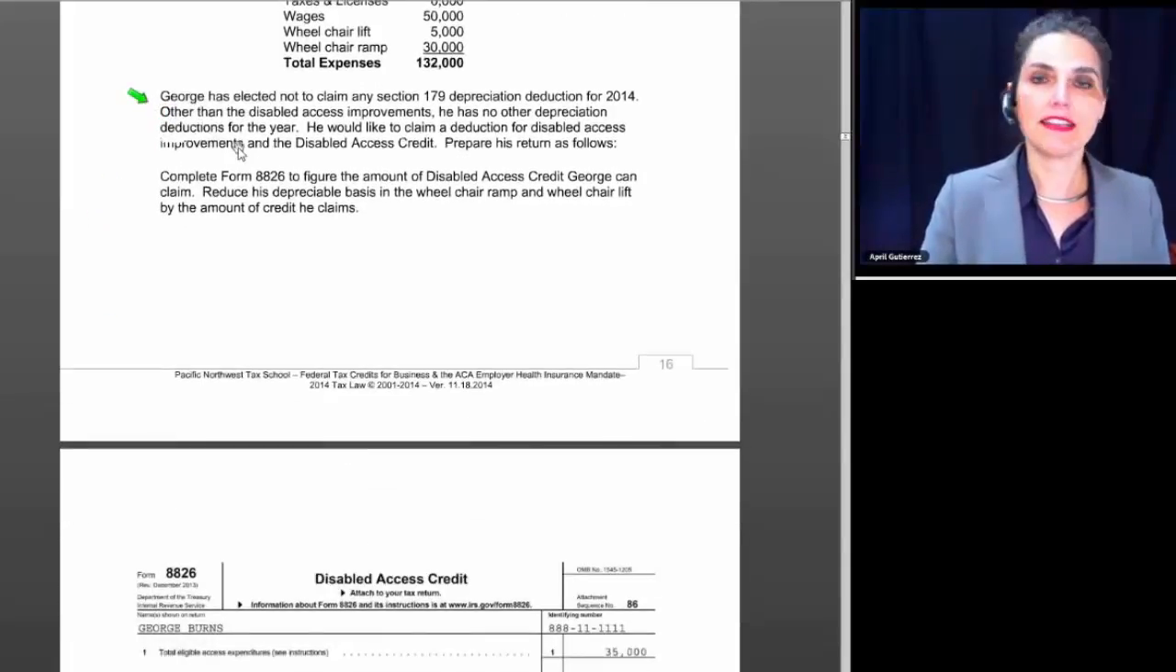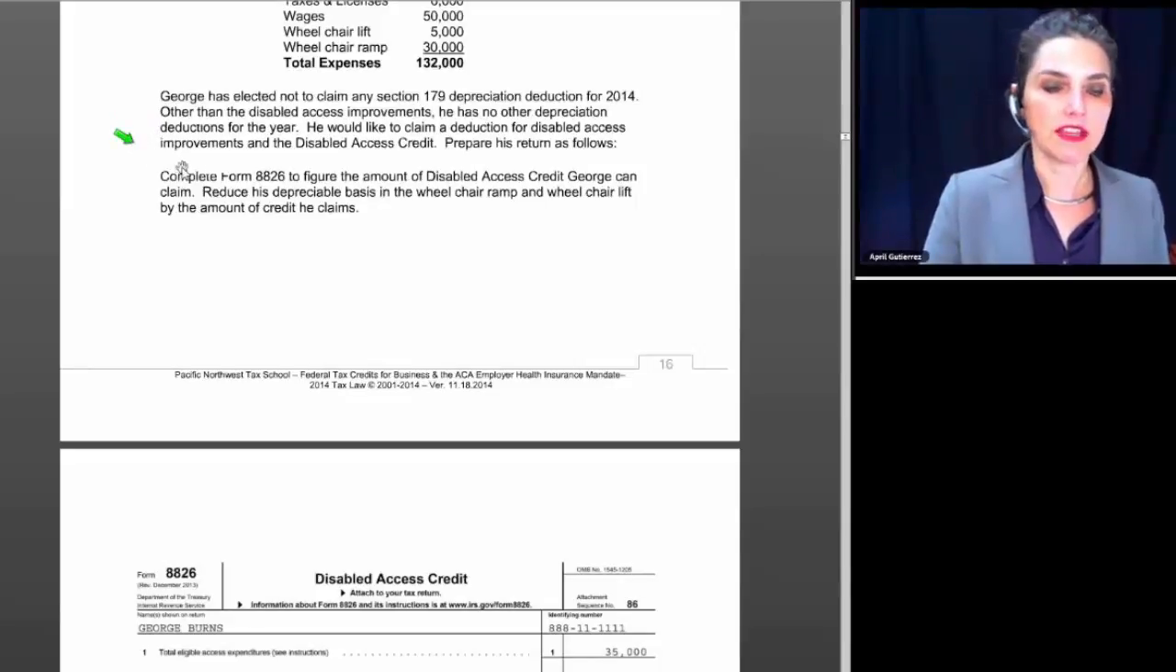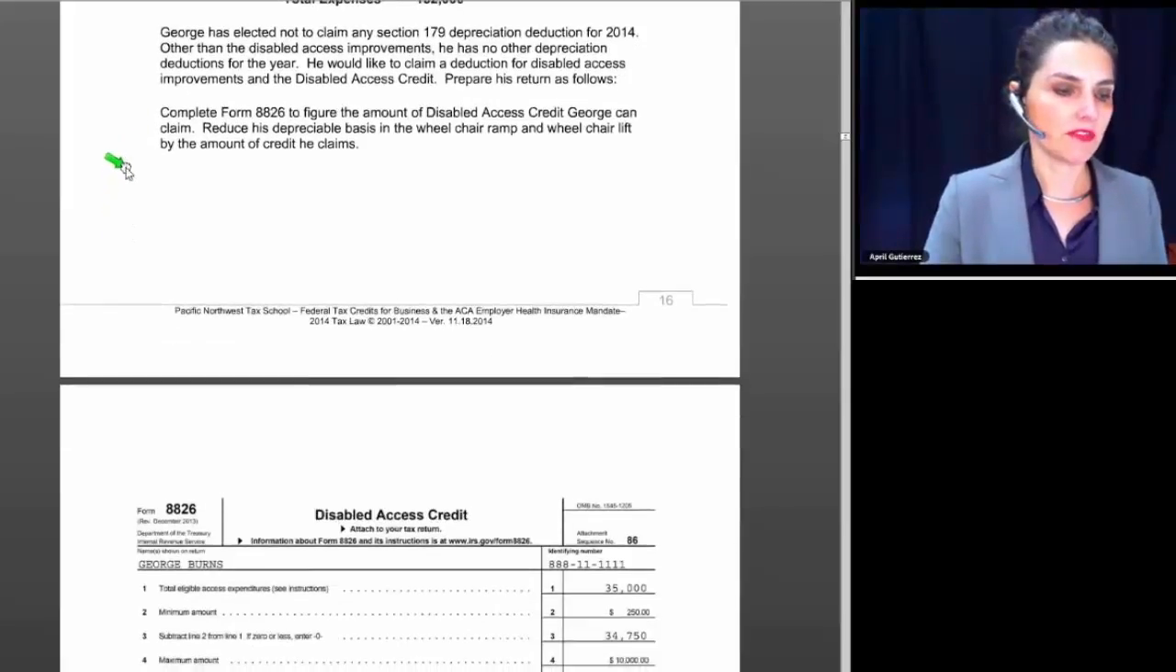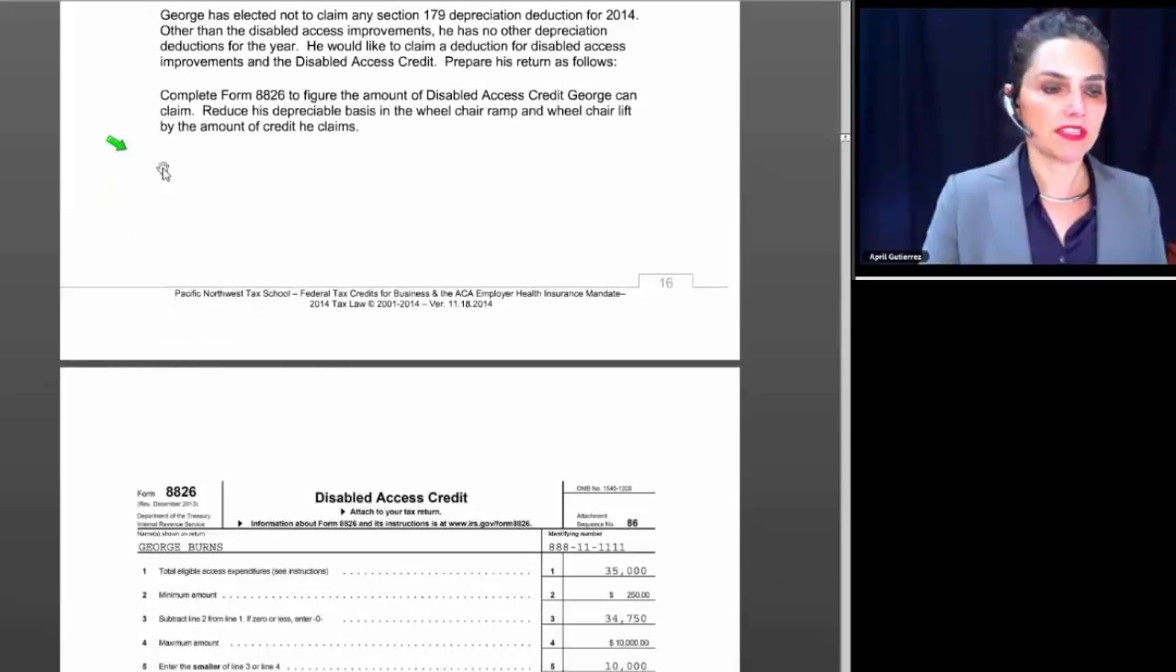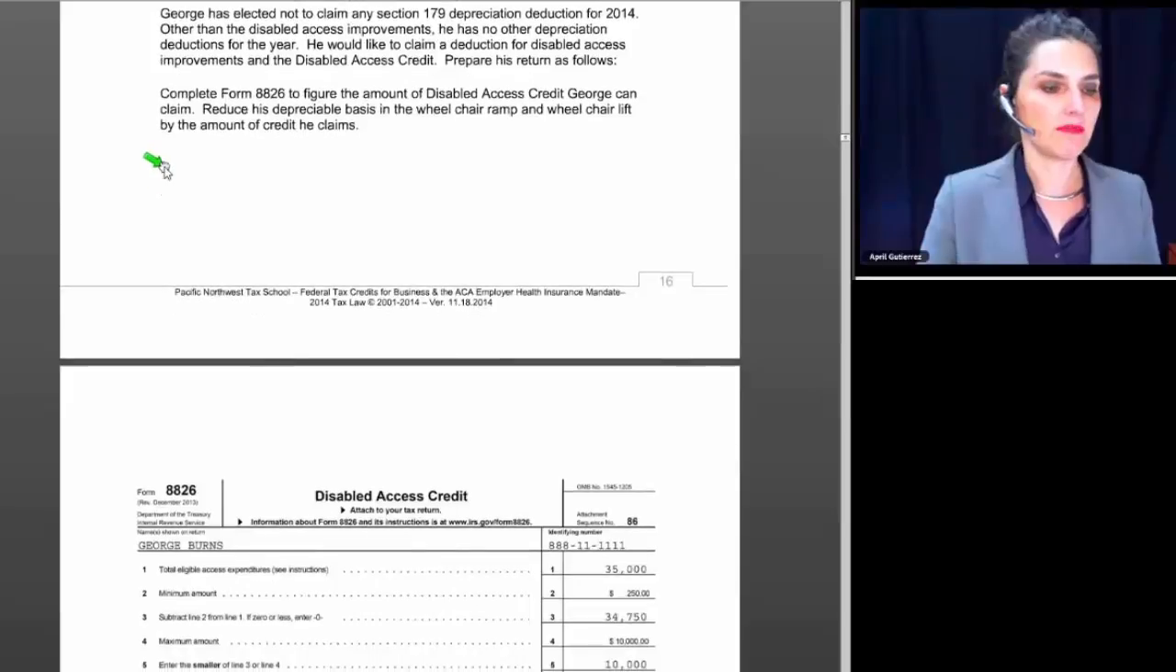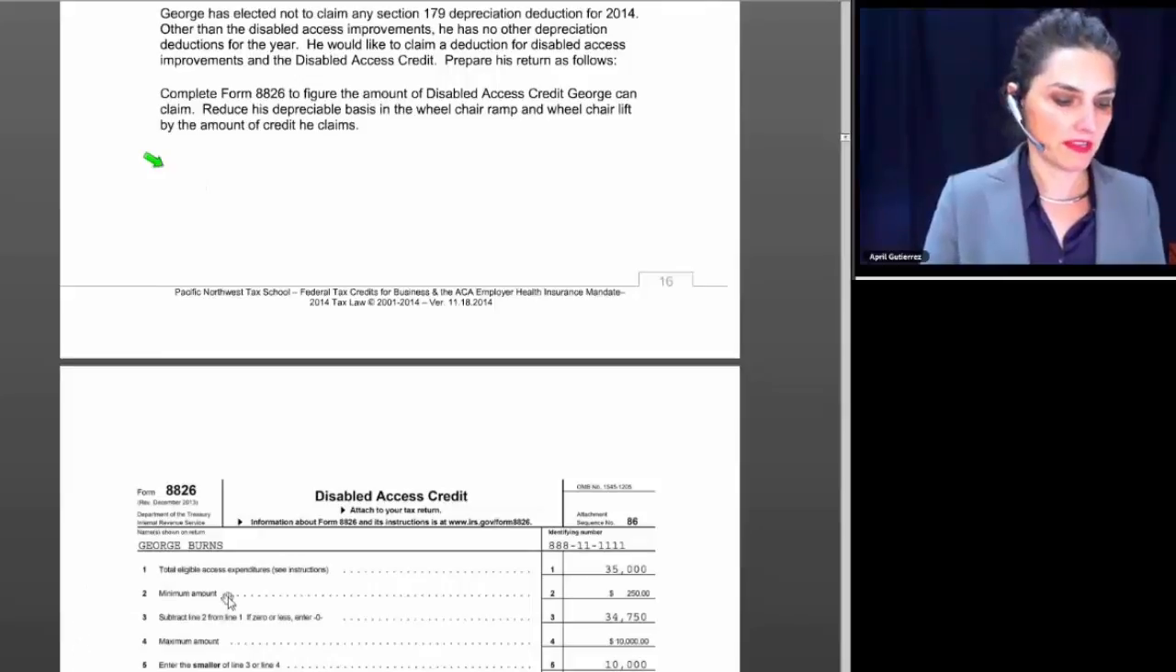George has elected not to claim any Section 179 depreciation deduction for 2014, and other than the disabled access improvements, he has no other depreciation deductions for the year. He would like to claim a deduction for the disabled access improvements and the disabled access credit. Prepare his return as follows. We're going to complete Form 8826 to figure the amount of the disabled access credit that George is allowed to claim, and then we reduce his basis in the wheelchair ramp and the wheelchair lift by the amount of credit that he claims.